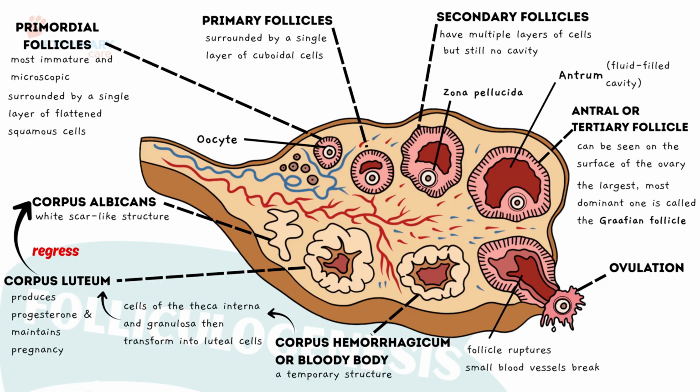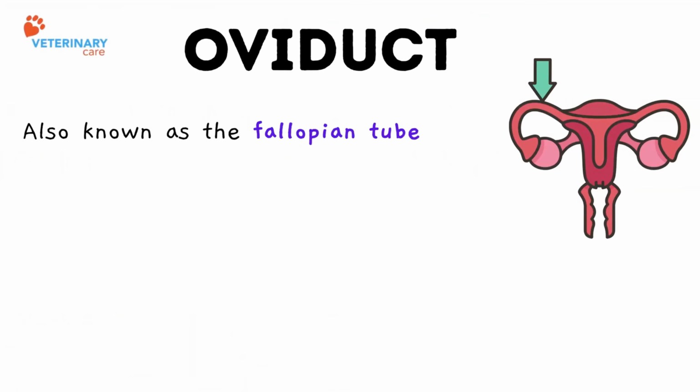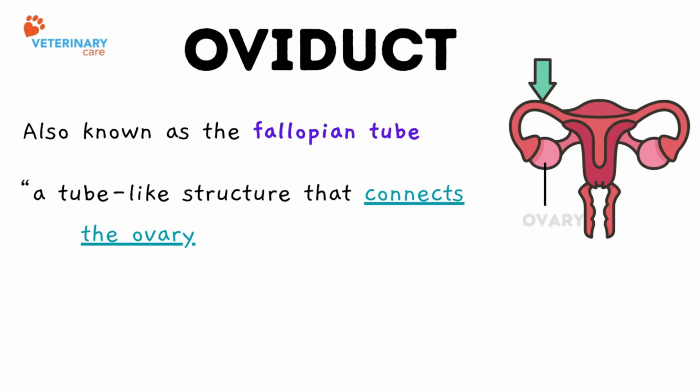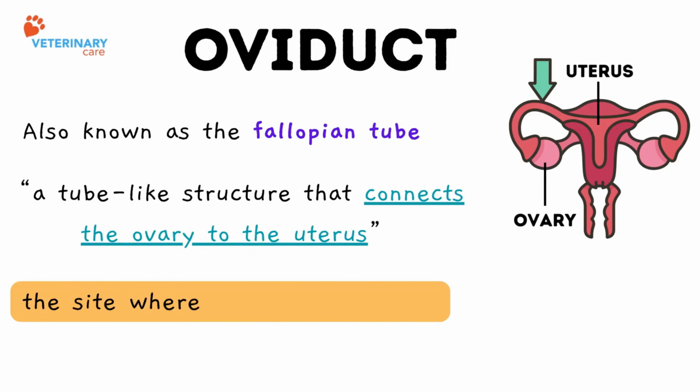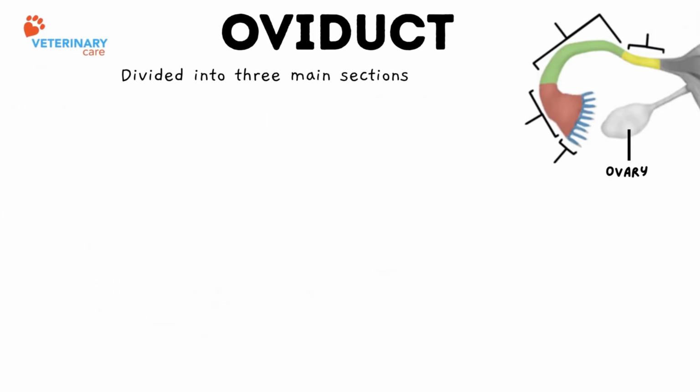Now let's discuss the oviduct. The oviduct, also known as the fallopian tube, is a tube-like structure that connects the ovary to the uterus and is the site where fertilization occurs. It's divided into three main sections.